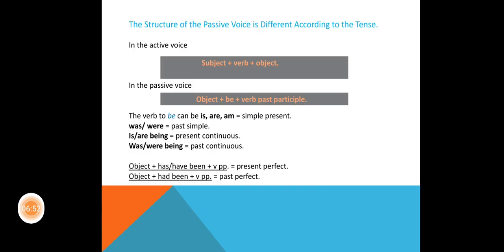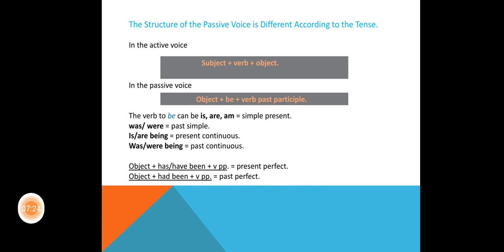All right. Take a look at this. The structure of the passive is different according to the tense, as we said. In the active voice, subject, verb, object. This is the ordinary order, or the ordinary components of a normal sentence. In the passive voice, however, it is different. I don't start with the subject. I start with an object, verb be, then verb past participle.